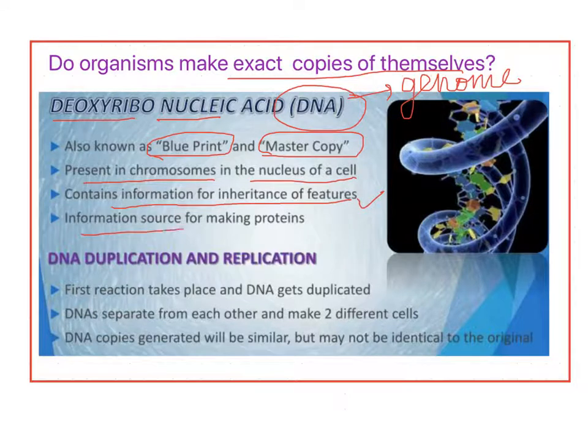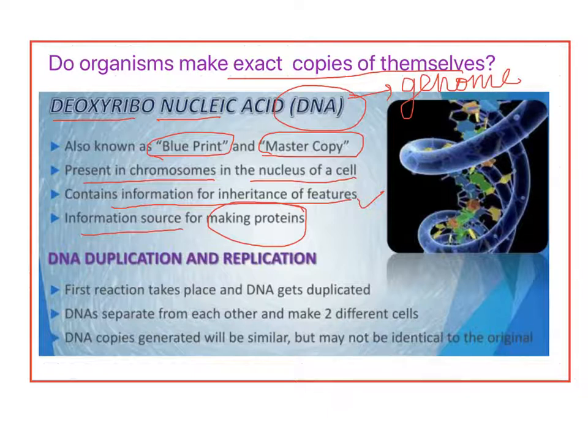And the most important, it has all the information which is required for making the proteins. So because your DNA has all the information, all the important information regarding the features, production of proteins, production of mRNAs, that is why it is considered to be the genome of an organism.